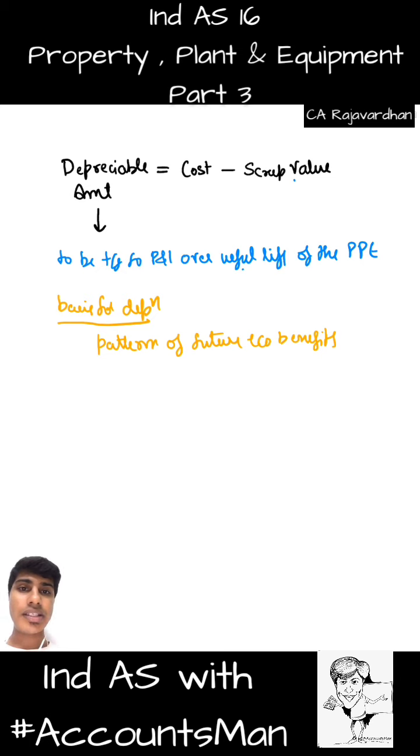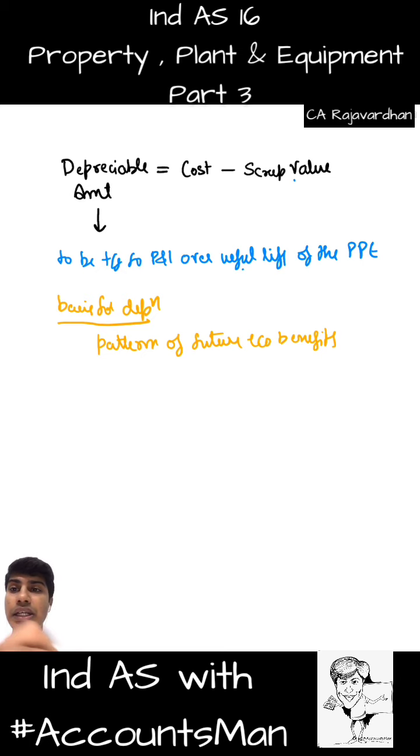So we take the cost, subtract the scrap value, and whatever depreciable amount we get will be allocated over the useful life equally or in diminishing balance. That depends upon the pattern of future economic benefits from using the asset. If you're going to get equal benefits every year, then the depreciable amount will be written off equally. If the economic benefits are going to diminish, then in decreasing order we'll write down that particular item. Or if it is dependent upon the production of units, we go by that.